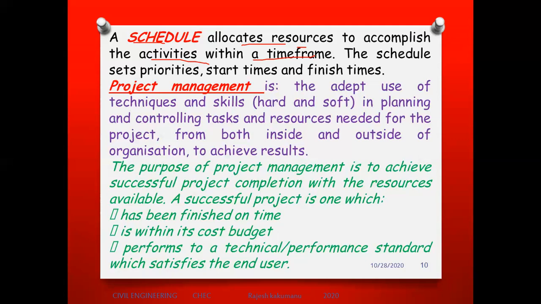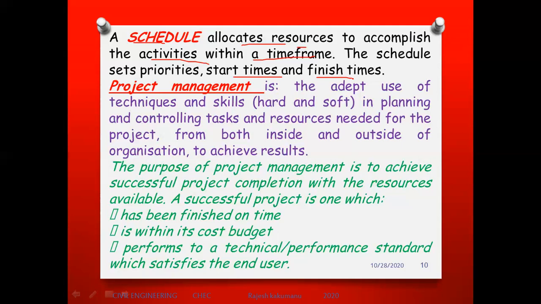Next, the schedule sets priorities, start times and finish times. For example, you are now using the Zoom app. In this Zoom app, someone has created a schedule, and the schedule sets priorities with the starting times and the finishing times. That's why scheduling means preparing activities within a given time. It may be 1 hour, or half an hour, or 2 hours. That is the meaning of a schedule, right?